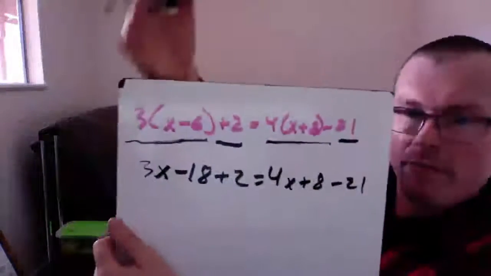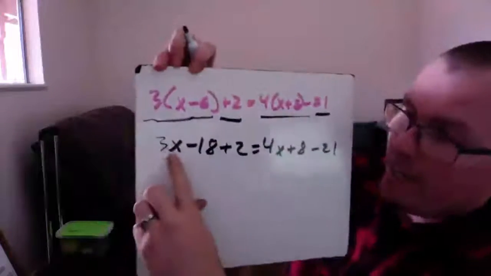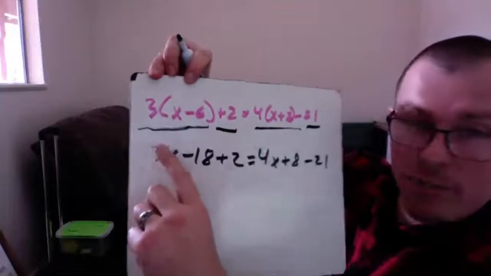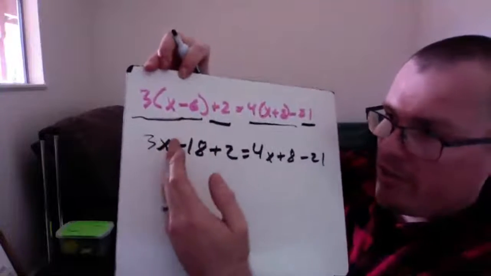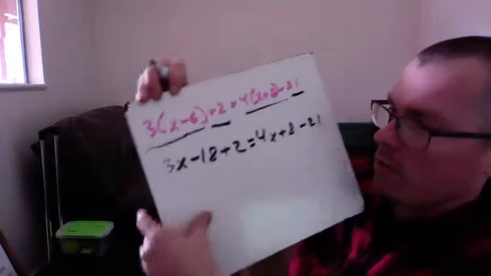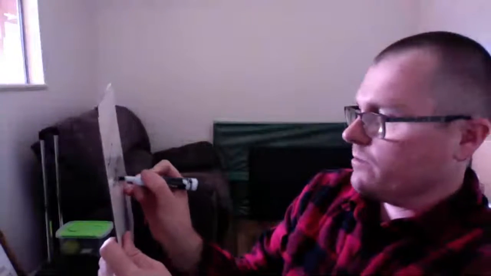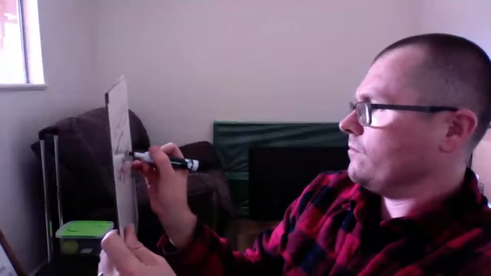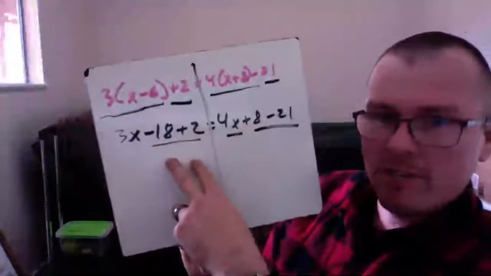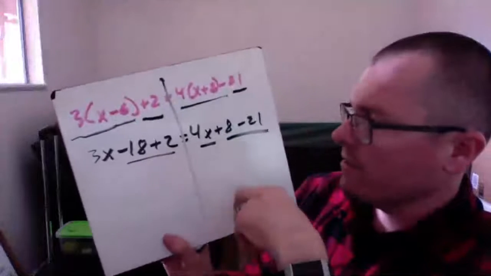So 3 times x, we get 3x minus 18 plus 2 equals 4x plus 8 minus 21. All right, so now we went from 4 terms, now we have 6 terms. Again, 3 times x, multiplication binds those two, the coefficient and the variable together. Now we got our 6 terms here. Combine the like terms. So to be a like term, they have to be on the same side. So we have our 2 constants. We're going to combine those together.